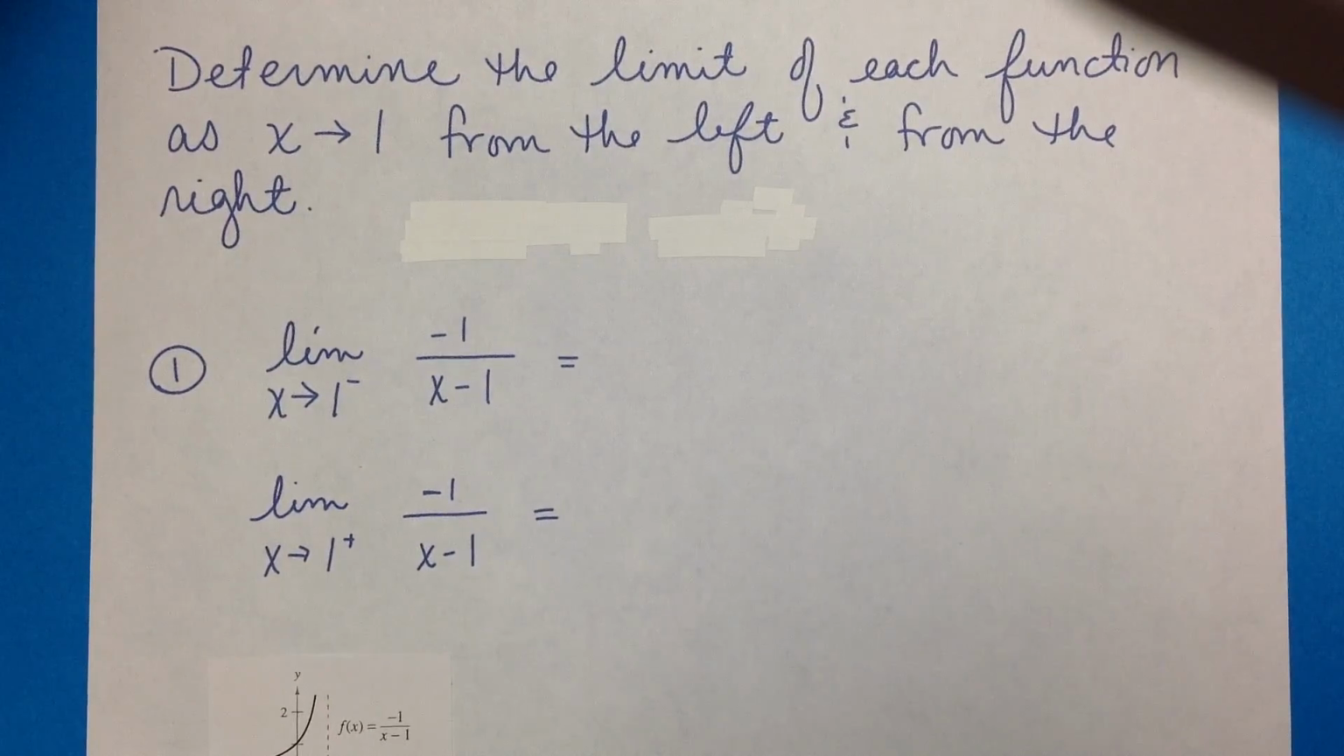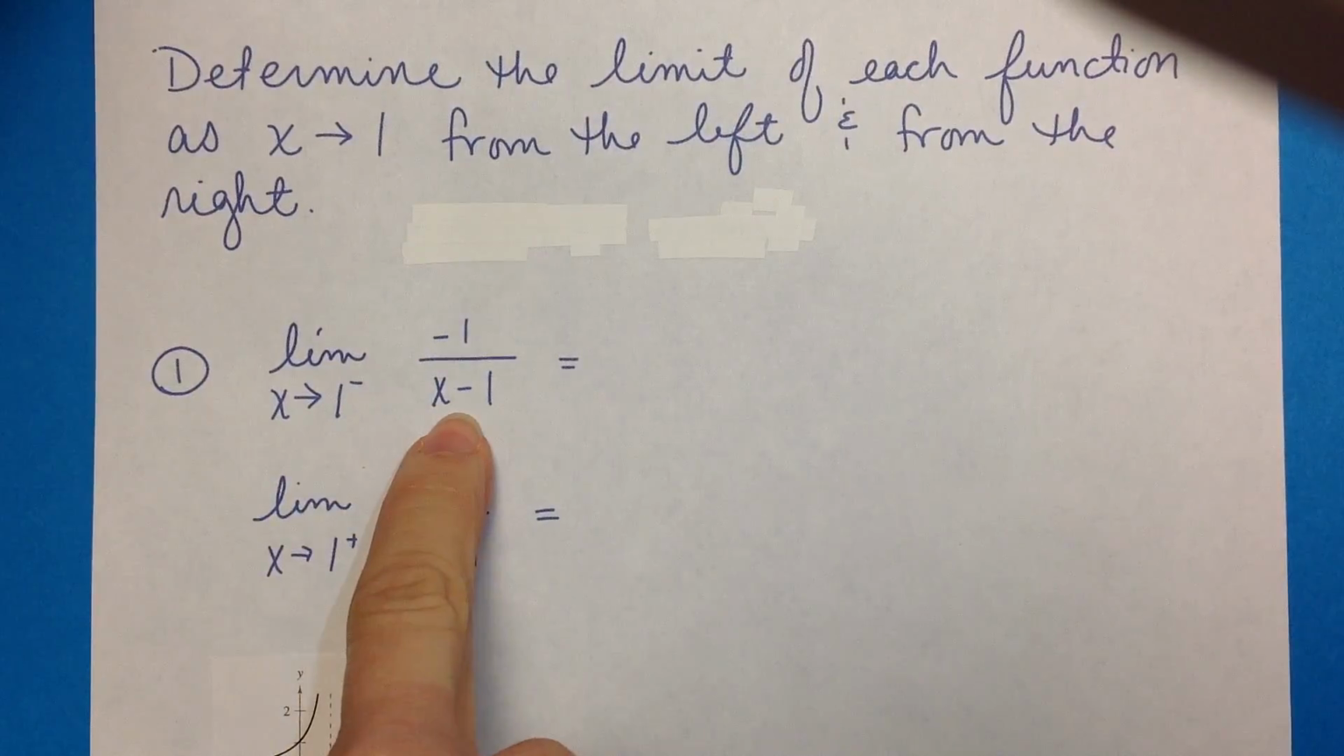Okay. So determine the limit of each function as x approaches 1 from the left and from the right. All right, we're going to look at this both graphically and also numerically to help us figure this out. So we have the limit as x approaches 1, from the left and from the right, of the function negative 1 divided by x minus 1. Now, if you were to do direct substitution, because if you remember, that's always the first thing that you need to think about. Can I do direct substitution?